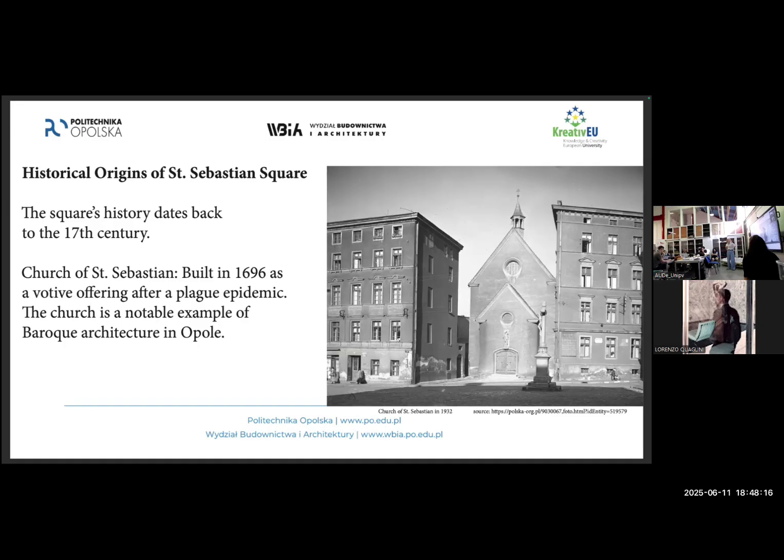And then later, in the place where you can now see the church, there was a tavern where, rumor has it, a trader who came from far away brought a plague to the city. So it was the place where the plague started, and it was really severe. It killed almost half the population of Opole. But when it finished, the citizens were so happy that the plague was over that they offered to build a votive church to commemorate this event. And from then on, the church was San Sebastian Church, and the square has been called San Sebastian Square from then on.